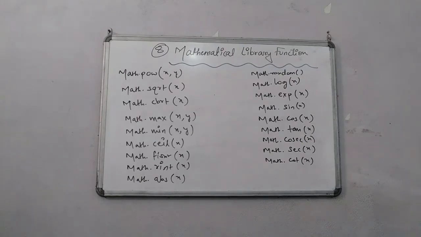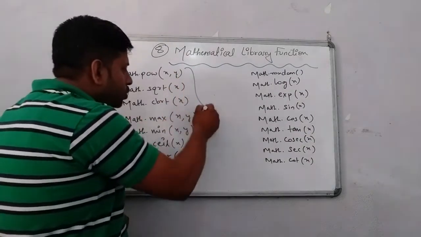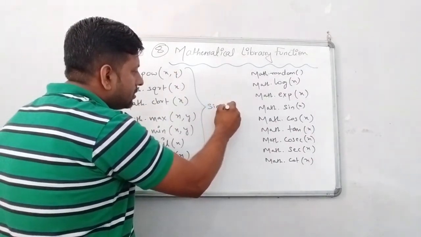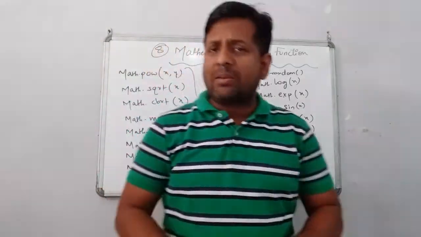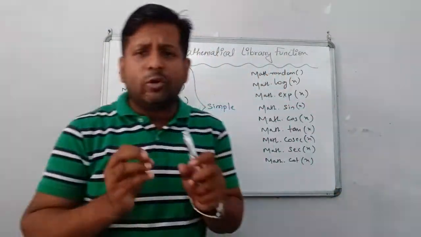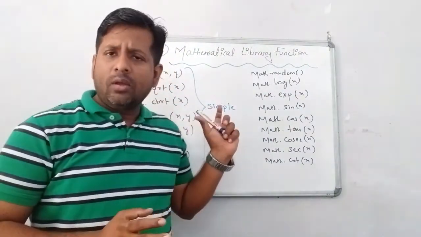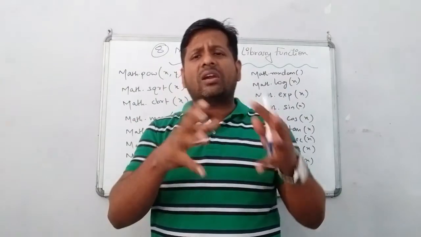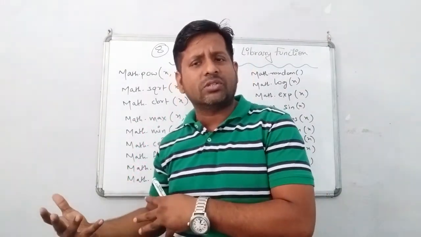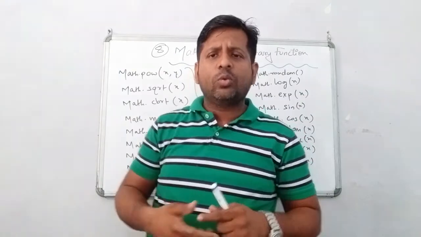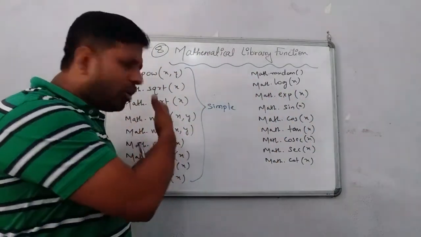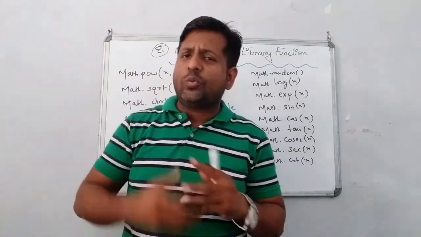So children, we can categorize the mathematical library functions into two different parts, simple and advanced. Simple means those which we need every time, even for simple calculation. So these first parts are the simple mathematical functions. That means we need these whenever we write even a small program. Sometimes you are doing a program where you are finding the greater of two numbers, you can use the max function. For the power concept, you can use pow. So these are the common type of functions which we need.